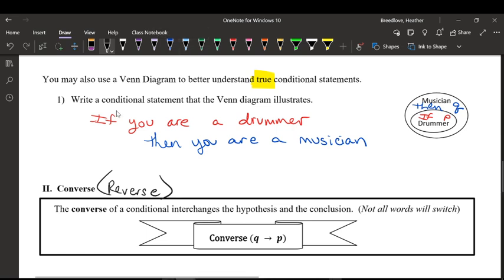So you have to have the conditional before you can reverse it, right? So this time, P is second and Q is first. All right, so you're interchanging it. The converse of a conditional interchanges the hypothesis and conclusion. Not necessarily all the words move because of English, to make it make sense. Sometimes the words do funny things, but that's not the logic part. That's just our language part.